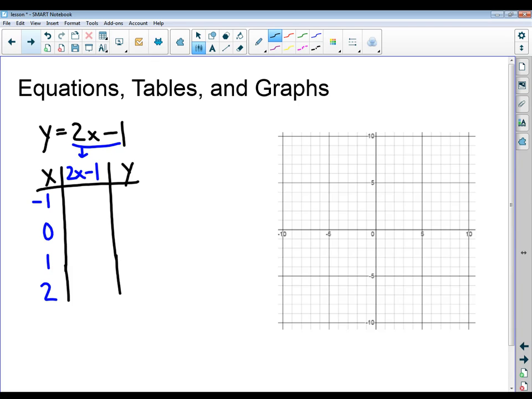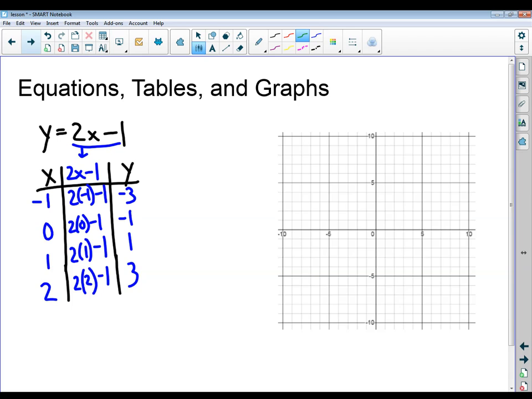So I end up putting in negative 1, and so I have 2 times negative 1 minus 1. I like that middle column because it lets me see my work. So I have negative 2 minus 1, that's negative 3. 2 times 0 minus 1 is 0 minus 1, which is negative 1. 2 times 1 is 2, subtract 1 is 1. 2 times 2 minus 1, well, that's 4 minus 1, which is 3.